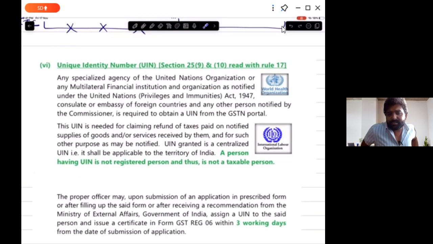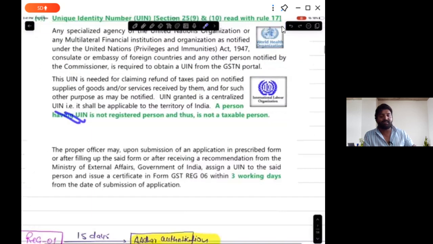Sir, what is the use? Why is there a difference between GSTN and UIN? Of course, GSTN makes you pay tax. You need to pay tax after getting a GST number, you need to pay a certain amount of money. But if you have a UIN number, then the government will refund you all the taxes that you have paid on purchases. So UIN holders get the refund of taxes that they have paid on purchases.